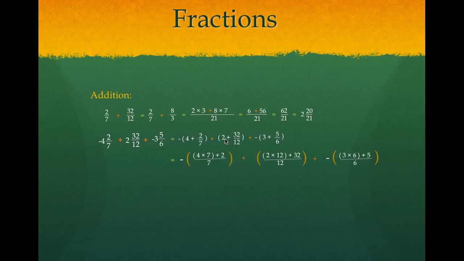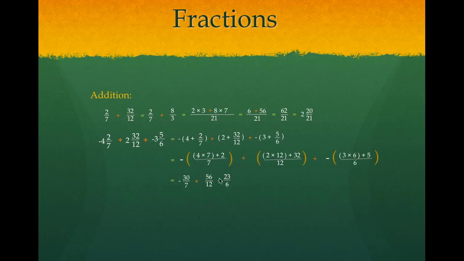Here we'll multiply 2 with 12 and add 32. Here we'll multiply 3 with 6 and add 5. So this will be equal to minus 30 by 7, because 4 into 7 is 28 plus 2 is 30 by 7, and minus is here, so minus 30 by 7. This will be equal to 56 by 12, and this will be equal to minus 23 by 6. So this minus and plus will be minus, and this will be 23 by 6.